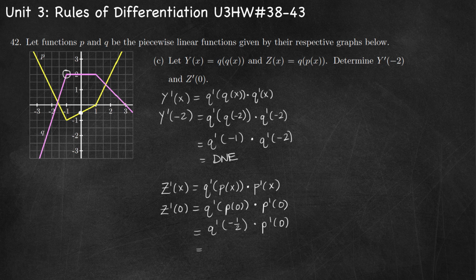So now let's look at those slopes. On the graph of q, when x is negative 1/2, so right here, if we follow that up to the graph of q, the slope is 0. So 0 times p prime of 0. And p prime of 0 will be the slope of p when x is 0, and it looks like that is 1/2. 0 times 1/2 is 0.